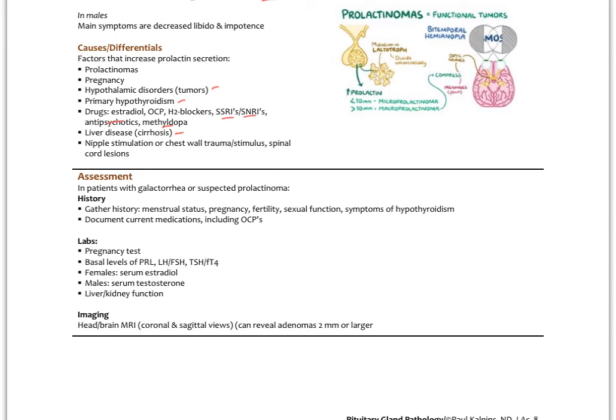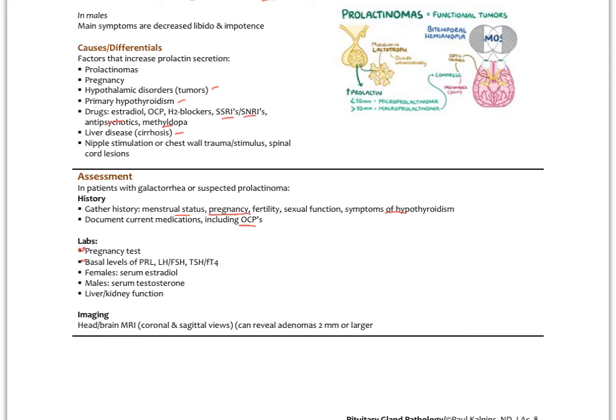How do we assess this? Well, if you have a patient with bilateral galactorrhea and you suspect a prolactinoma, you want to get a complete history. First of all, are they pregnant? That's the first thing you need to know. Is there a possibility there? What's their menstrual status, their fertility, their sexual function in general, like libido, and are there any symptoms of hypothyroidism? Want to document all their current meds, including oral contraceptives, SSRIs, and so forth. Want to get a pregnancy test, basal levels of prolactin, LH, FSH, TSH, and free T4.